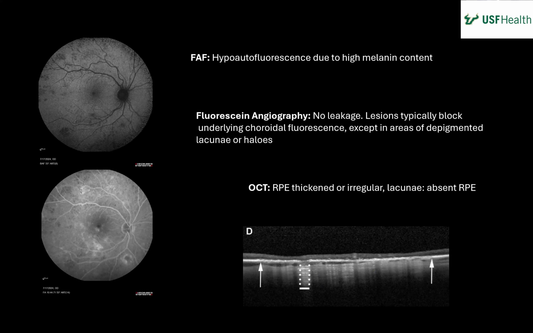So you see the hypoautofluorescence top left, and then bottom left, you can make out again some of that hypofluorescence of those peripheral spots. And then OCT, not particularly instructive because basically the RPE can be a little bit thickened, it can be a little irregular. And then this is actually showing an area of lacunae, those dotted lines. You get kind of a hypertransmission effect there, shine through where the RPE has a break. The RPE is absent in those areas of lacunae.